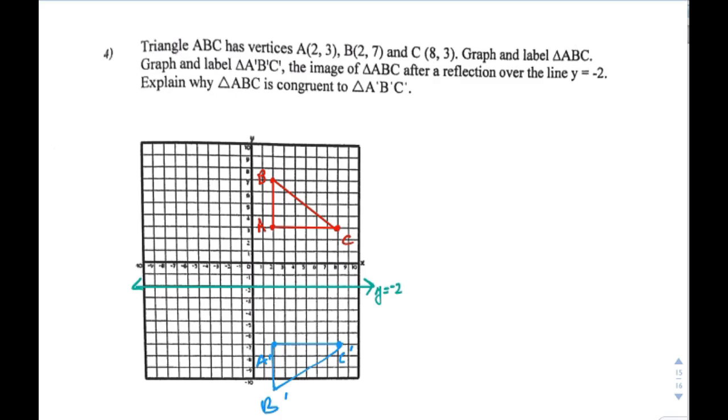And then it says explain why it's congruent to its pre-image. Because a reflection is a rigid motion, and rigid motions preserve angle measure and distance. So you should write that down. I didn't write it because I want you to watch the video and write it, but it is congruent because it's a rigid motion and it preserves distance.